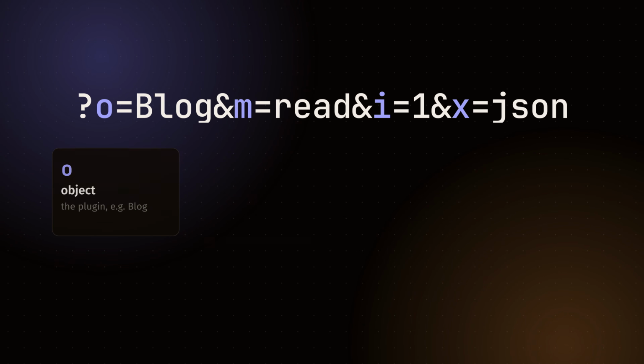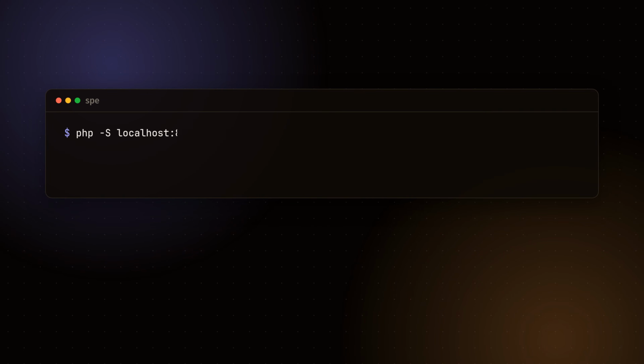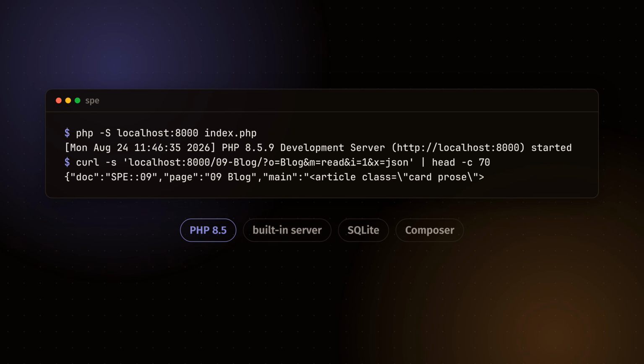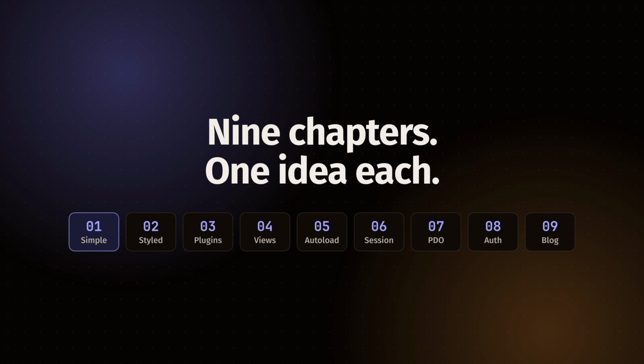From Chapter 3, every request is 4 validated parameters: object, method, id, and export. It runs on PHP's built-in server, with SQLite from Chapter 7. Nothing to install but PHP. 9 chapters, 2 minutes each. Let's start.